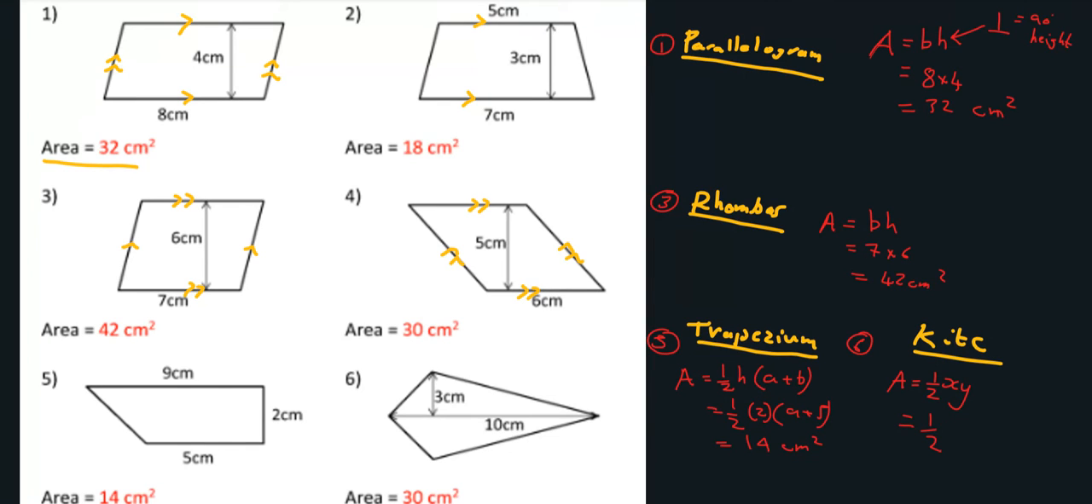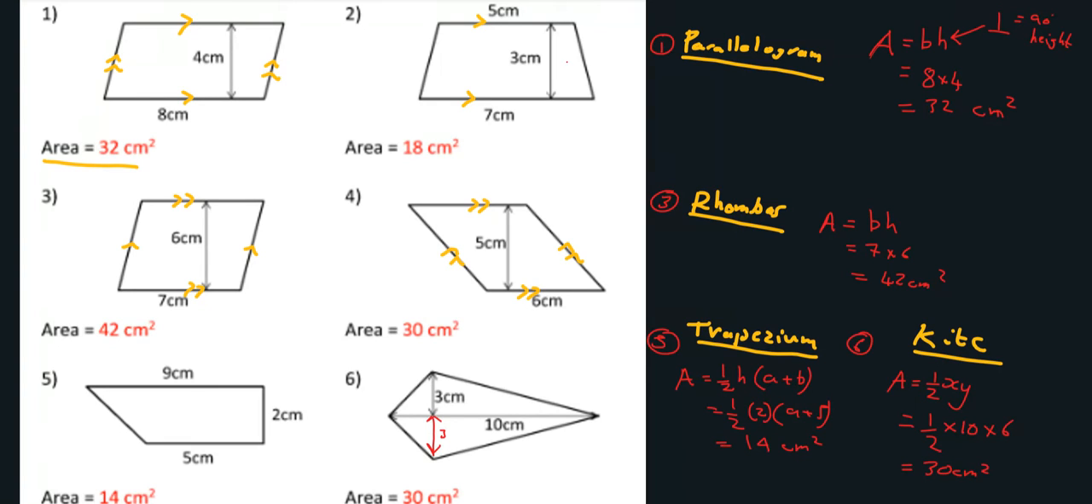Okay, so we've got one diagonal, which is 10. And the property of a kite is that these two sides are equal. A kite is made up of 2 congruent triangles, and congruent means identical. So half times 10 times 6, which gives 30 centimetres squared.